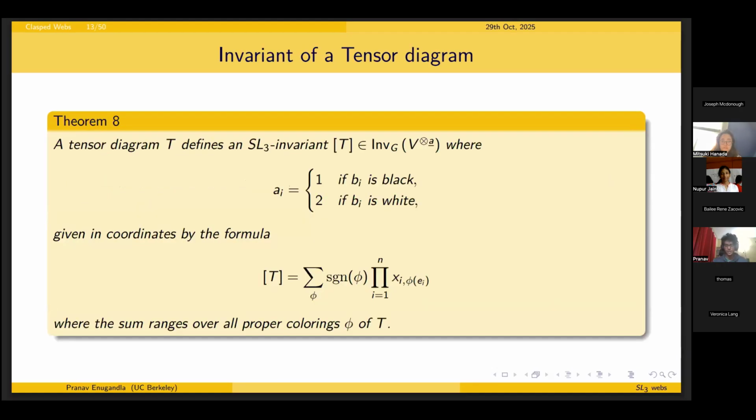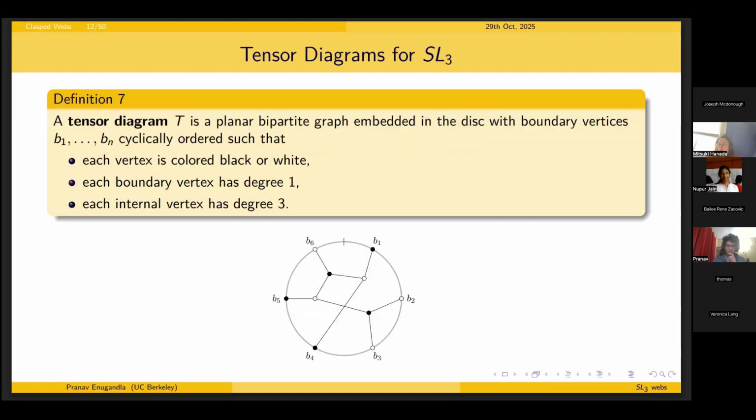And there's a formula that tells you how every tensor diagram gives you an SL3 invariant. I don't really want to go into the weeds of this because I don't think it's super interesting, but the important thing is you just look at the boundary vertices and the colors tell you whether you're looking at V or V dual. So I have 3 black vertices, so those correspond to 3 factors of V, and 3 white vertices, so it's 3 factors of V dual. And somehow this graph is giving me an invariant in the space V tensor V dual, tensor V dual, tensor V, tensor V, tensor V dual.